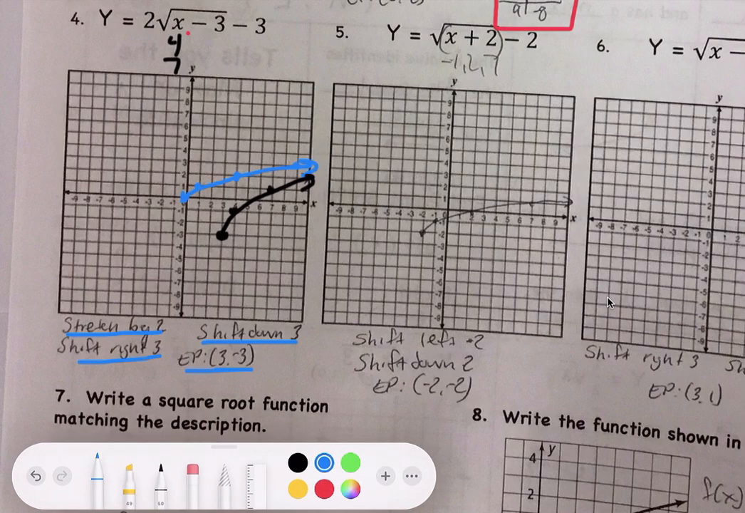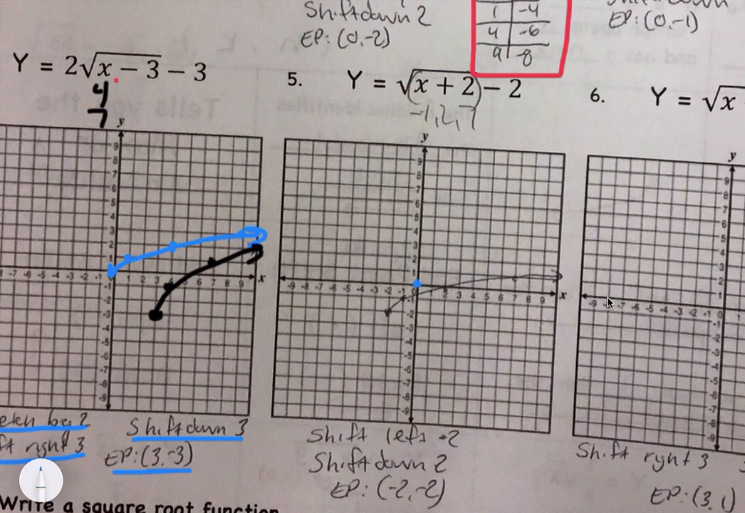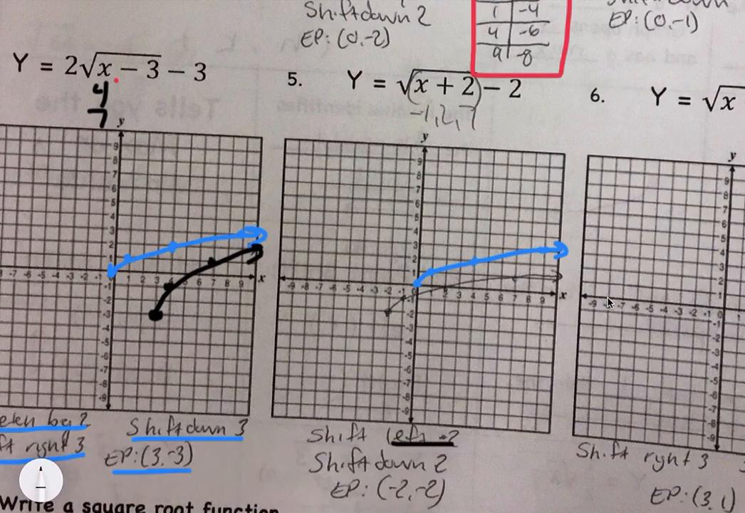I'm going to draw the parent function for number 5. We have 0, 0, 1, 1, 4, 2, and 9, 3. We have square root of x plus 2 inside the square root sign, minus 2. So that means we shifted left 2 and down 2. And our endpoint is at -2, -2 over here.